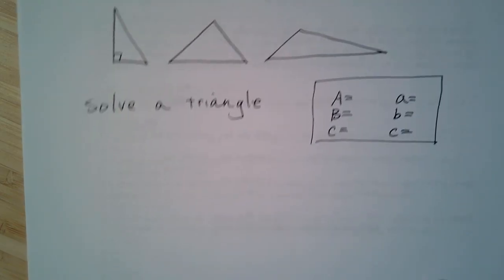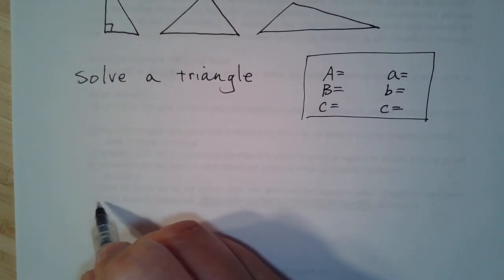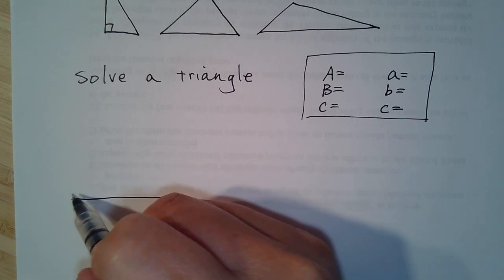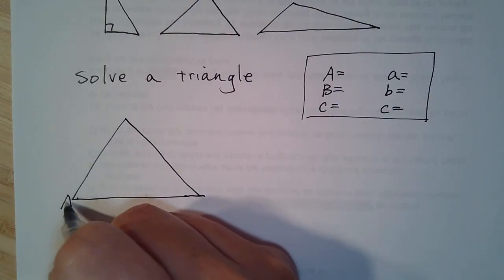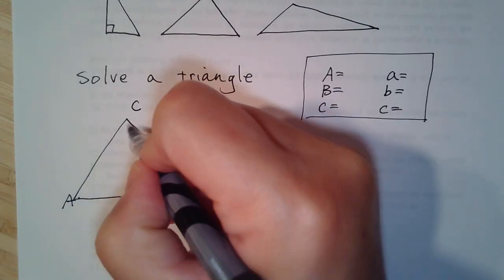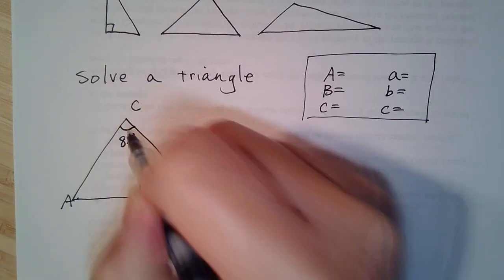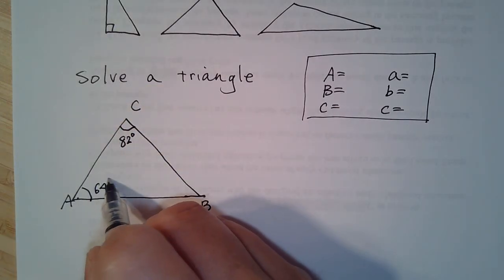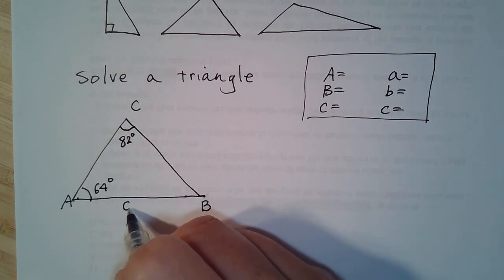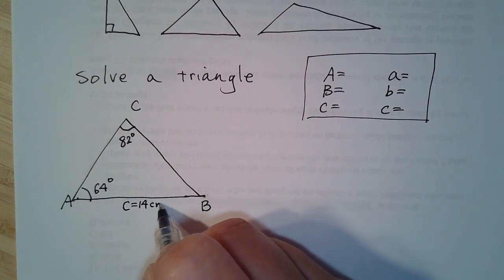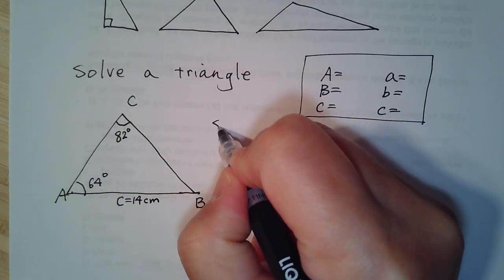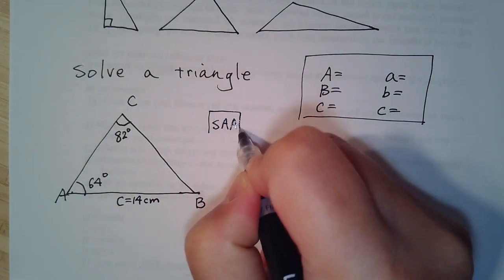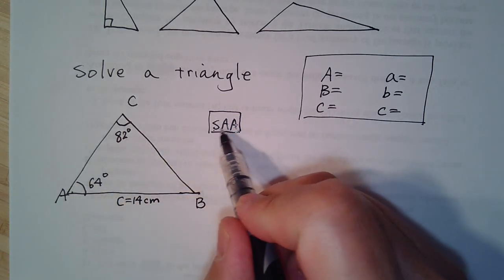All right, now let me give you one quick example here. We have a triangle ABC. So this is A, this is B, this is C, and I know here is 82 degrees, and here is 64 degrees. What else do I know? I know this little c is 14 centimeters. Now this is a side angle, so this is the SAA type, by this order.